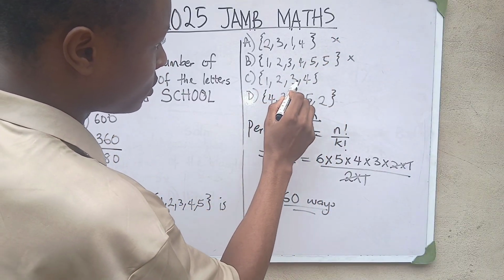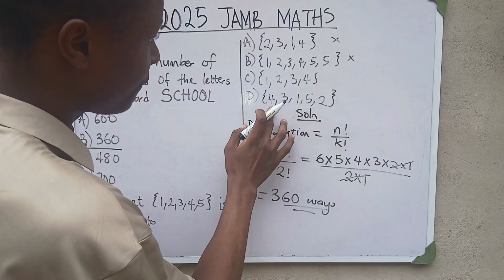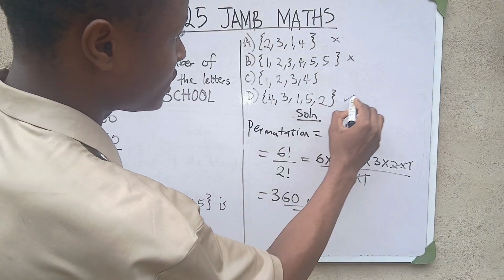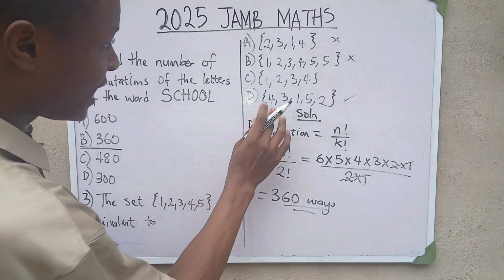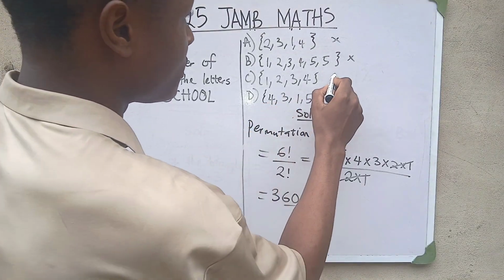Here we have 1, 2, 3, 4. There is no 5 in it. Here we have 4, 3, 1, 2, 5, 1, 5, 2. So this is the answer because it has the same elements and the same number of elements.